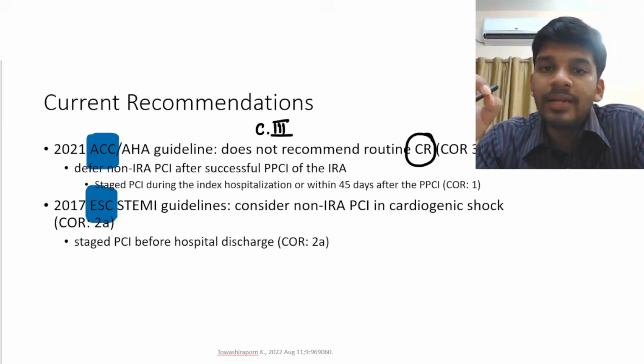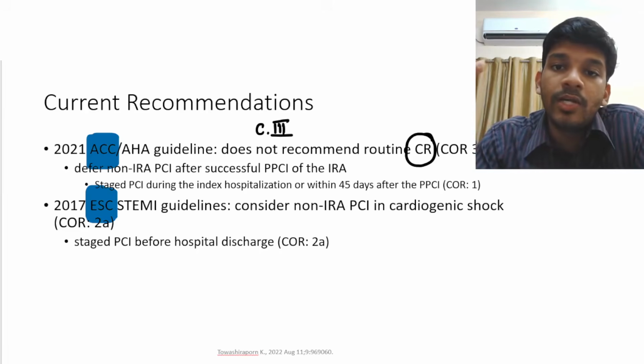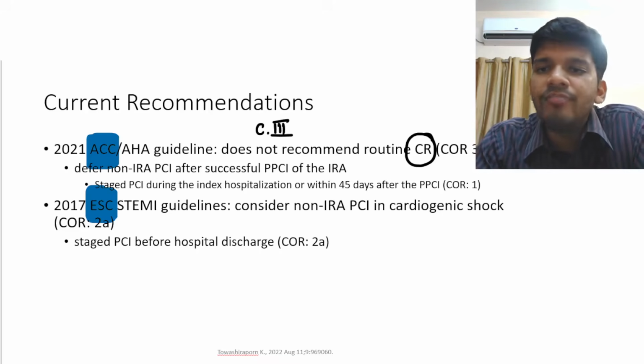So you should not do complete revascularization, and if you are doing non-infarct-related artery PCI, you should defer it until after successful primary PCI of the IRA. They give a class 1 recommendation that you can do staged PCI during either the index hospitalization or within 45 days of the primary PCI.